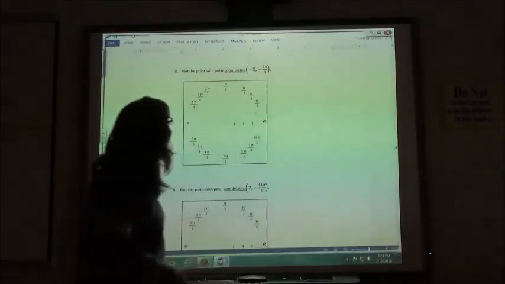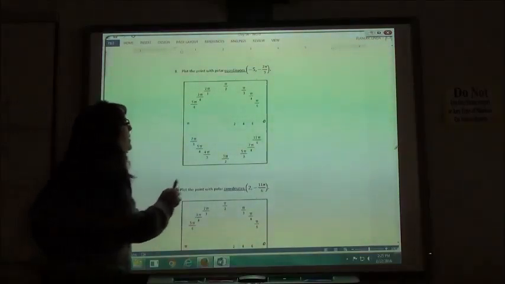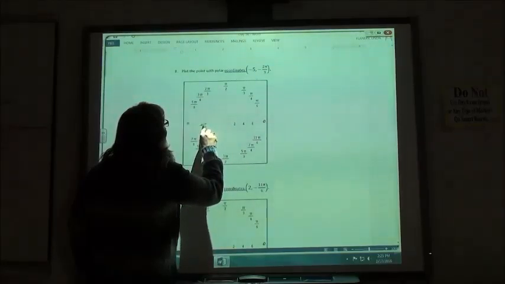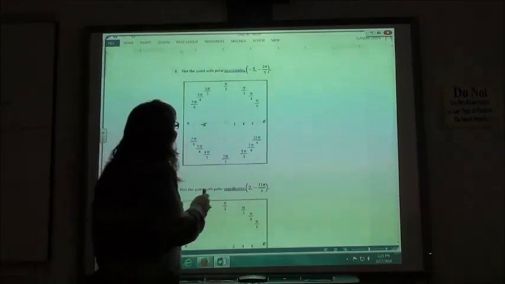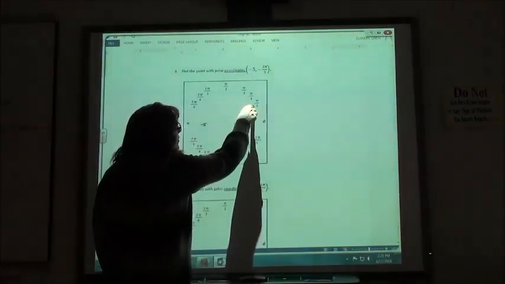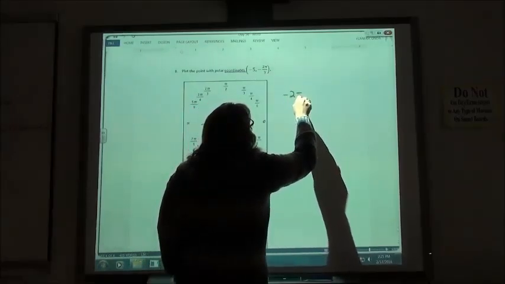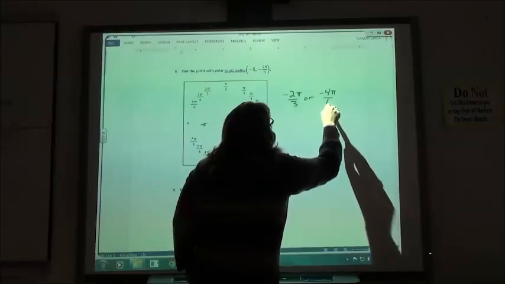So on number 8, we are doing the polar coordinate that is at -5 and -2 pi over 3. So -5, 1, 2, 3, 4, 5 would be this ring right here, -5. -2 pi over 3, since it's easier to count with pi over 6 because that's each of my thirds, I would say -2 pi over 3 is the same thing as -4 pi over 6.